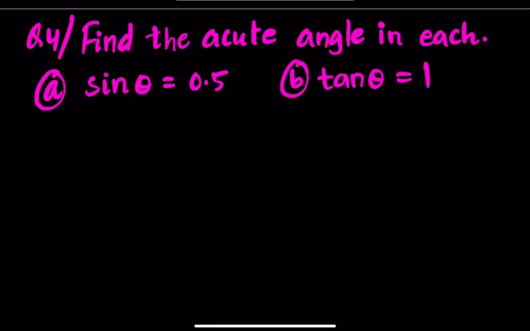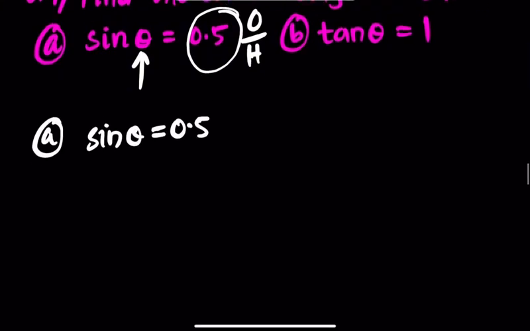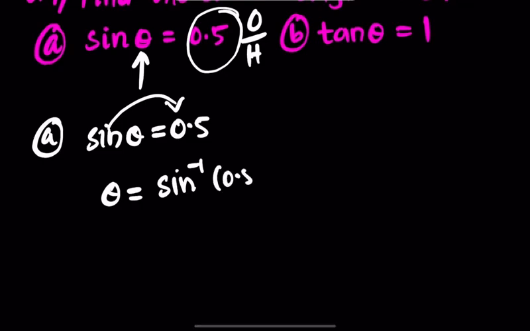Now let's look at this problem, which says: find the acute angle theta. In this case, the ratio of sine theta is already given, which is 0.5. This 0.5 means opposite over hypotenuse. So the ratio is already given, and what we are asked is to find this angle. Sine theta equals 0.5. Now theta equals, taking the sine to the other side, sine inverse of 0.5.